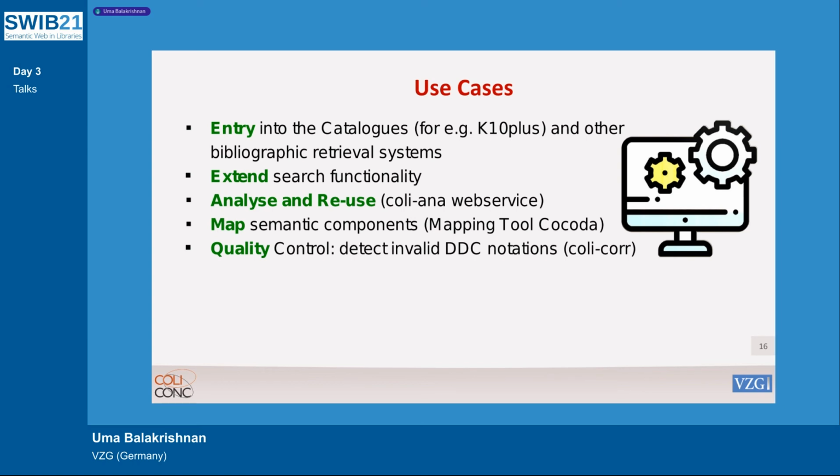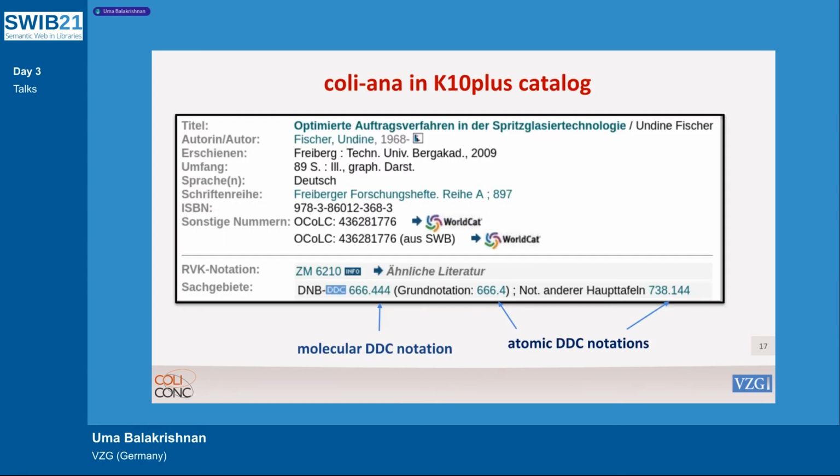Right, so now the use cases. This is just a summary of the objectives I showed you. In the VZG we now plan, in the very near future, to feed the analysis into a catalog, improve our retrieval system and extend our search functionality. It is going to look something like the slide you see here. We have an example of it: again, 666.444 has the analysis shown in the catalog. However, this was done manually by the German National Library. All the future simple DDC numbers and the complicated ones will be analyzed with the coli-ana tool and enriched with the captions, and hopefully we'll have a better presentation format.